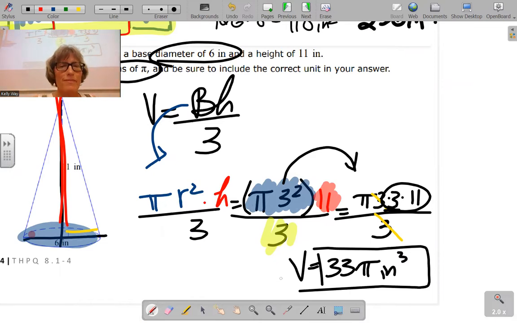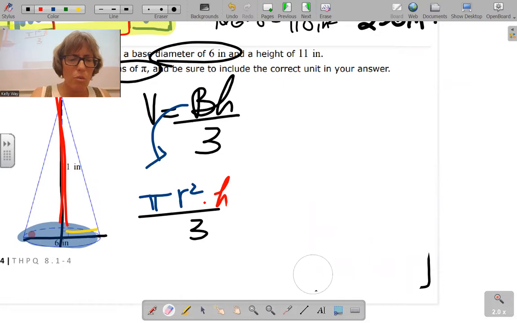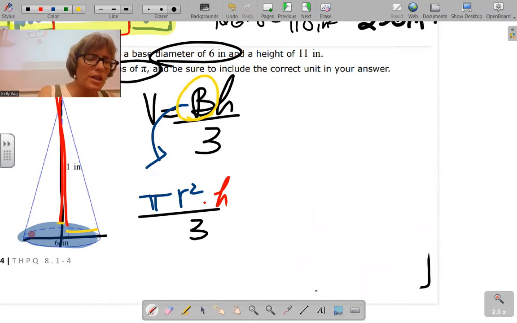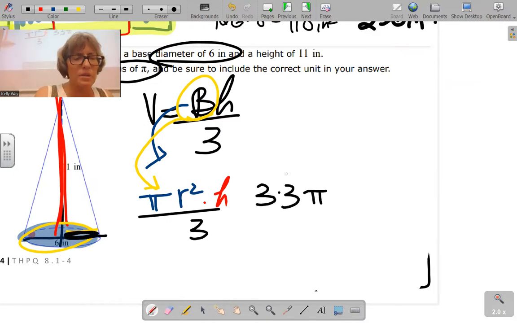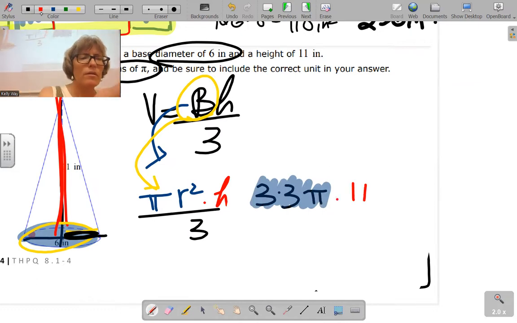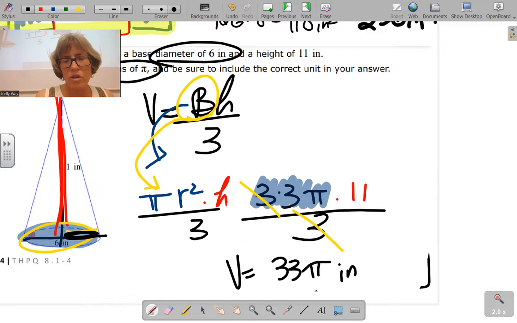How'd you do that? Taking a look here. So right here, my base is a circle, pi r squared, and my height is right there. So my radius is 3. So it's 3 times pi. That's my base. You good? My height is 11, and then it's over 3. 3 goes into 3. Volume equals 33 pi inches cubed.